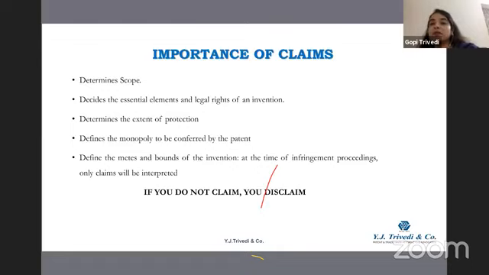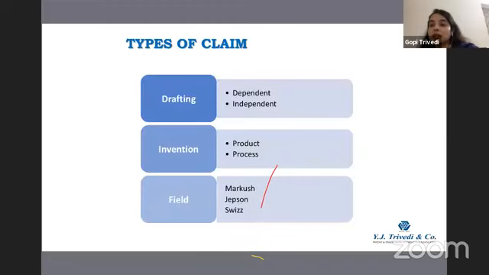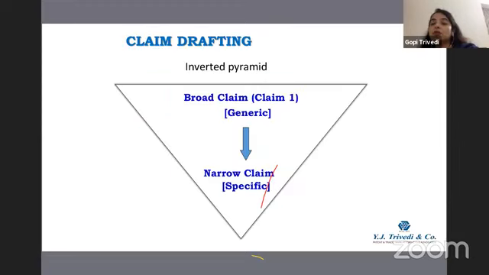Simplifying the same, if there are two different patents before the court of law, the respected honorable judge shall compare the claim of one invention to the claim of another invention. So claims are something to compare. Different types of claims are there. A broad claim is generally claim one, the first claim, the most important claim of the patent specification. Further you go, it becomes the narrow claim or the specific claim.